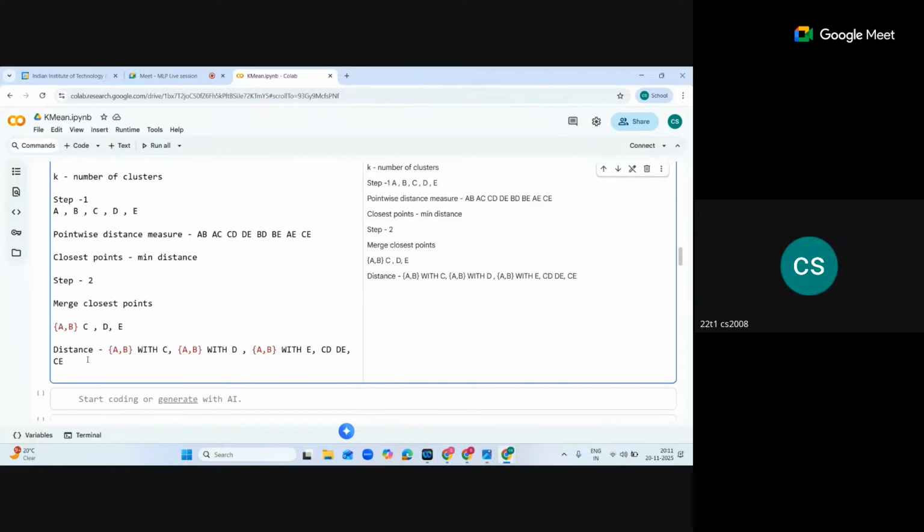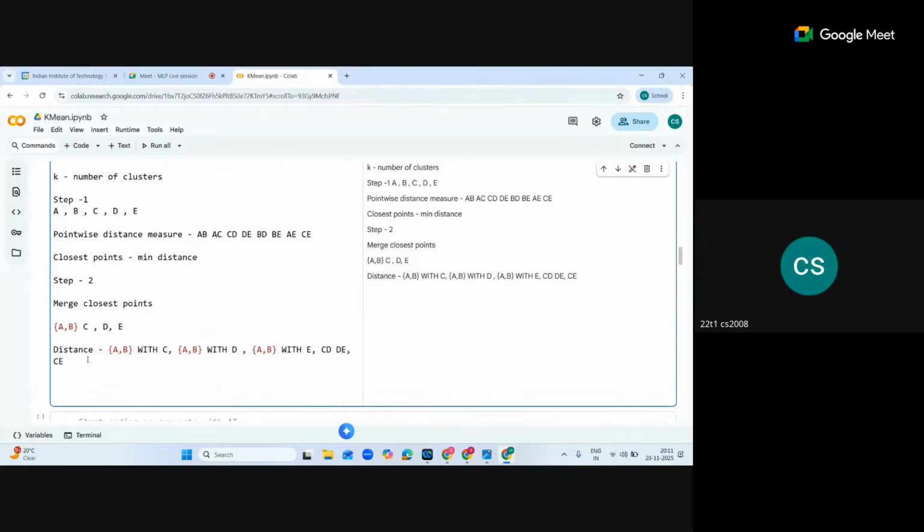CD is minimum, right? So since CD is minimum, we have AB already, which is in one cluster. Then we have CD, which is also there. So now we'll merge CD because CD has the minimum distance. So CD becomes one cluster, and the point E becomes one cluster. So this is where we have completed at the end of the second iteration. We have one cluster which is AB, one cluster which is CD, and the third one is E.